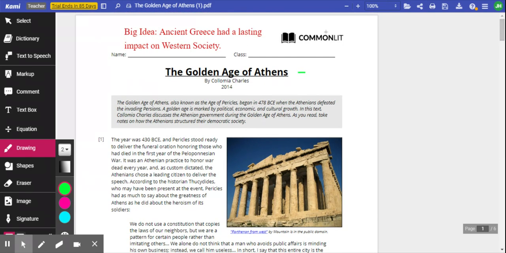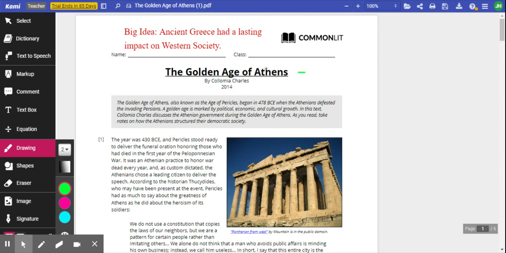All right, so the big idea that we've been working with throughout these past couple days is that ancient Greece had a lasting impact on Western society. So we're going to keep that in mind as we read, and we're going to look for little details that support it, as well as our notice and note signposts.